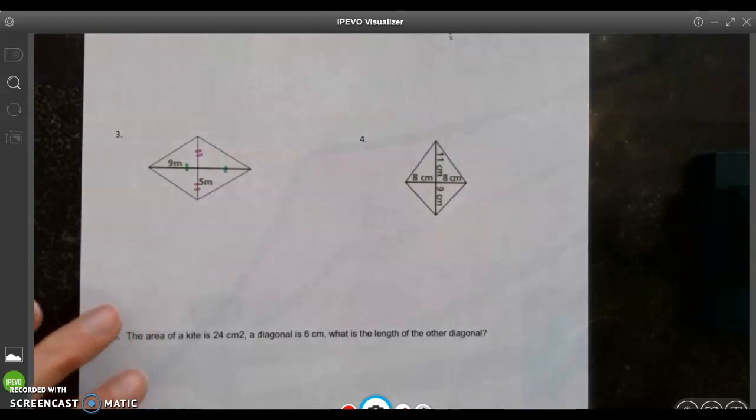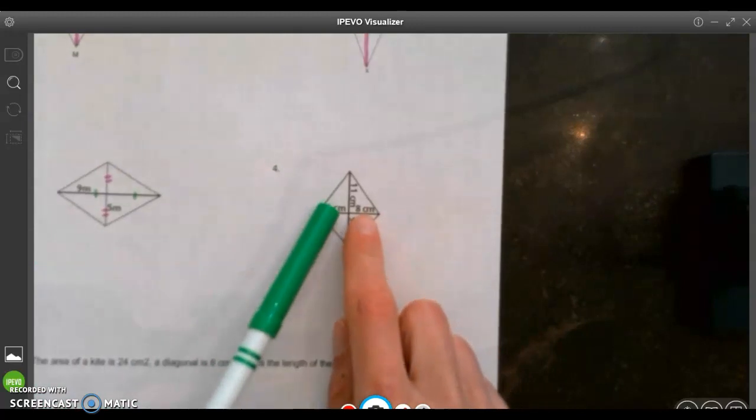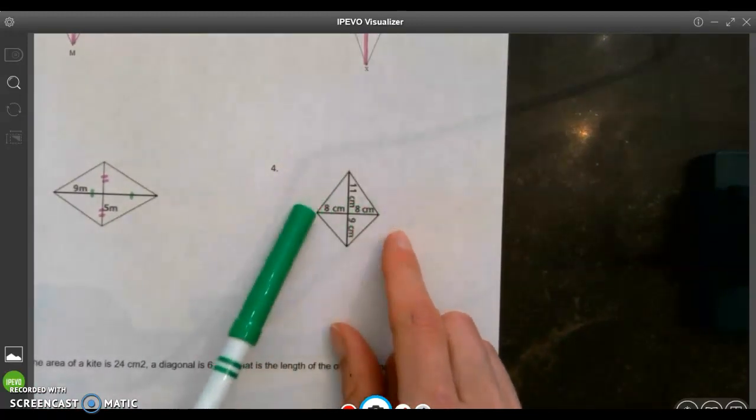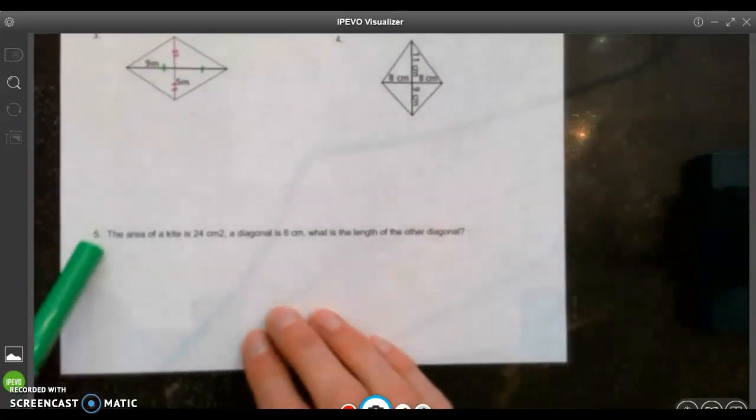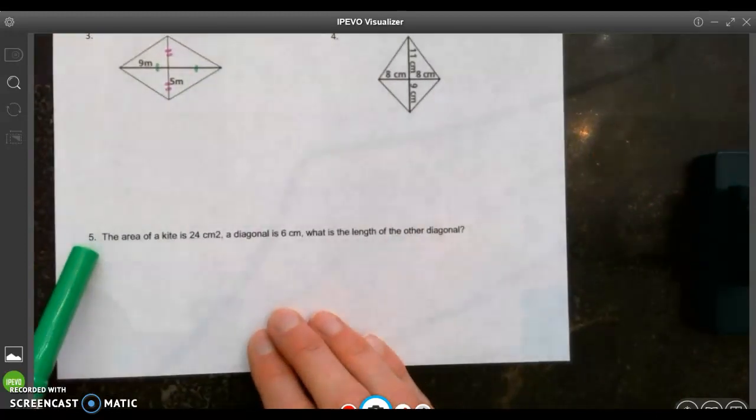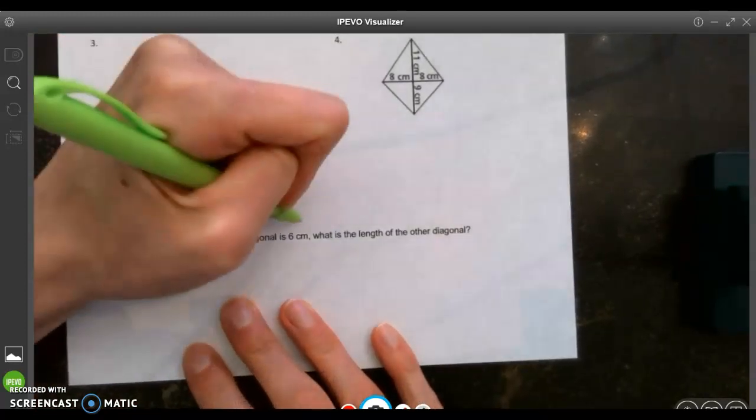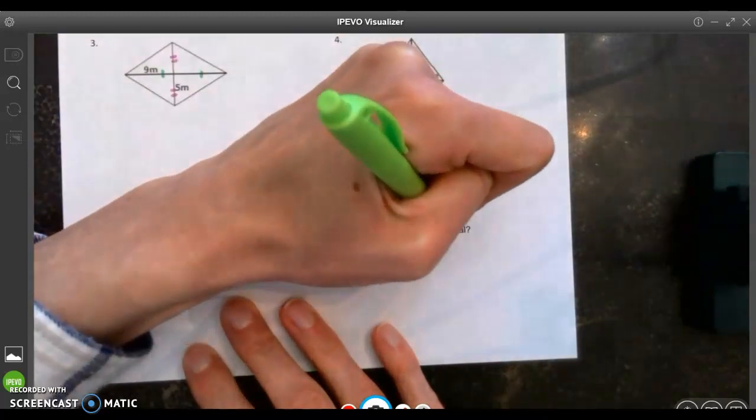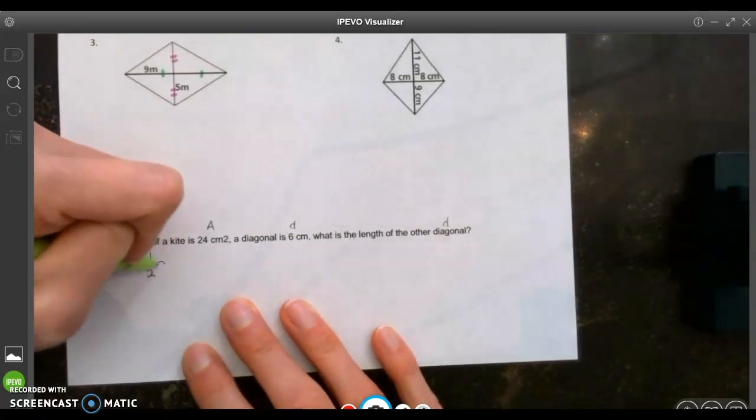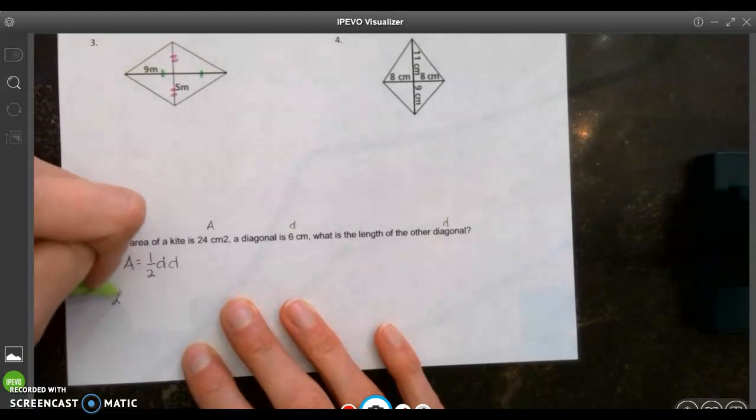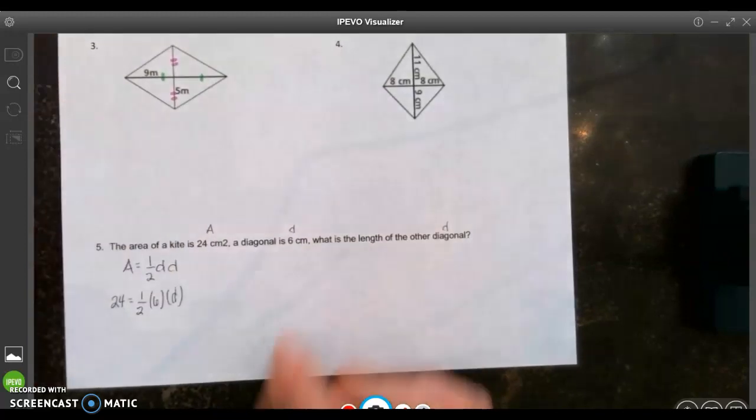In number 4, we only did this with rhombuses in the notes, but it can happen with a kite too. We just have to add both parts of the diagonals together. 8 plus 8 to get the full diagonal, 11 plus 9 to get the full vertical diagonal. And number 5 is like 3 and 4 in the notes, where you are going to plug in this for the area, this for one diagonal, and then you're going to find the other diagonal. So you're still going to use this formula, area equals 1/2 diagonal times diagonal. Plug in 24 equals 1/2. One diagonal is 6. You're going to find the other diagonal using those steps in the video.